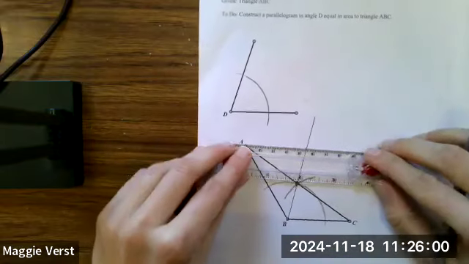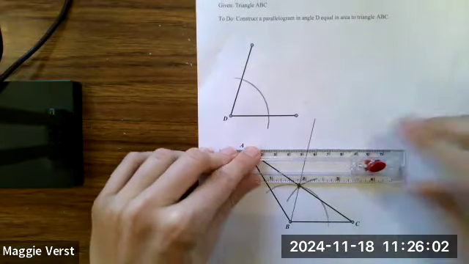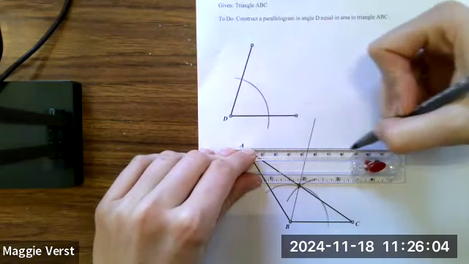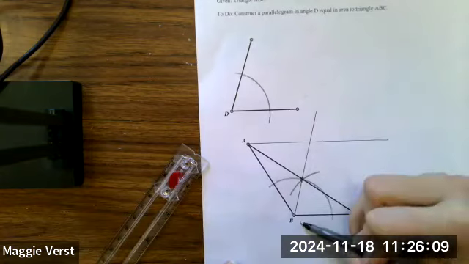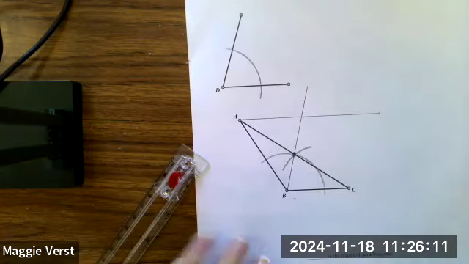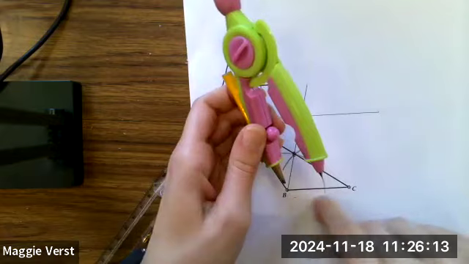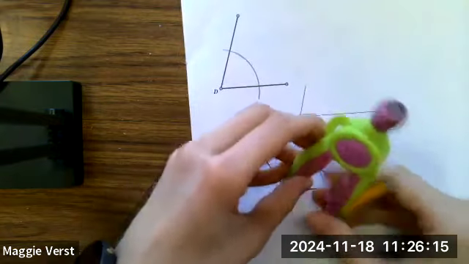So again, remember, you can draw the parallel by sight. It doesn't need to be perfect. I'm just going to draw it by sight. So now I need to figure out, I know the height of my parallelogram. Now I need to figure out that base. So what I do is I need to figure out where the halfway point is here. So that means I need to bisect that.